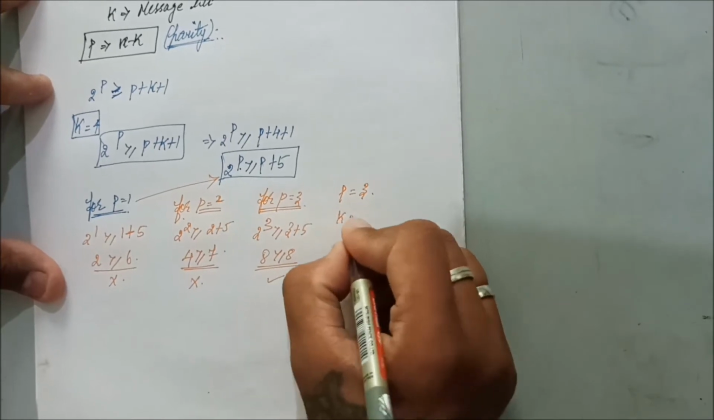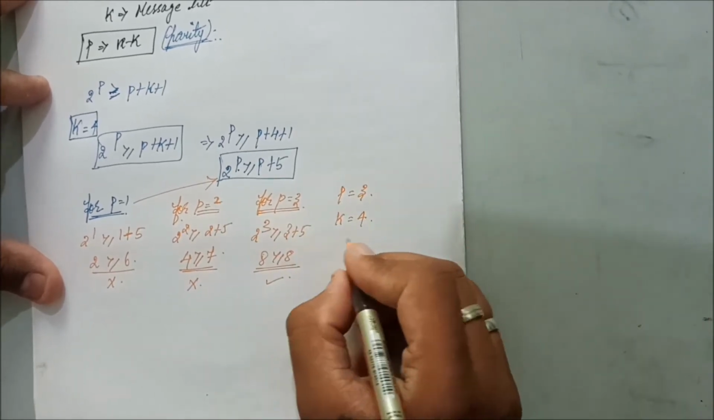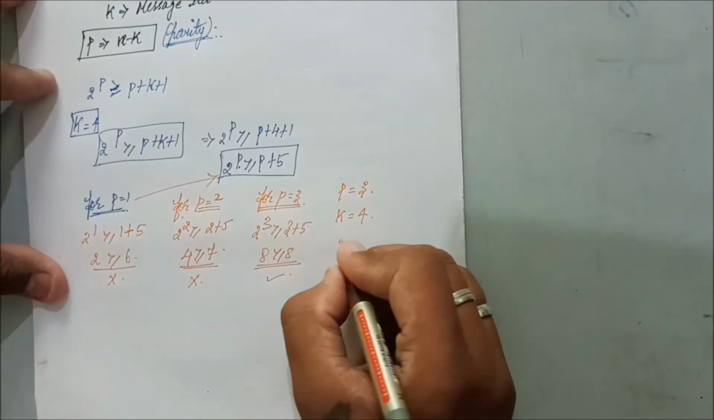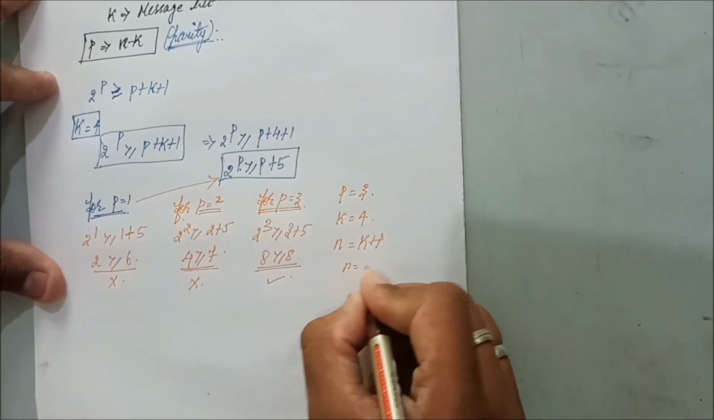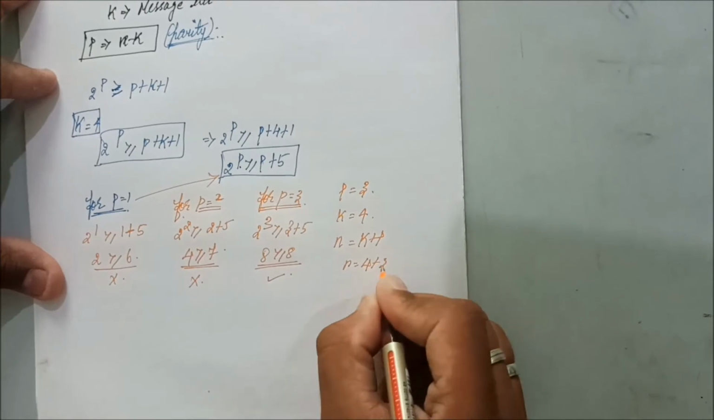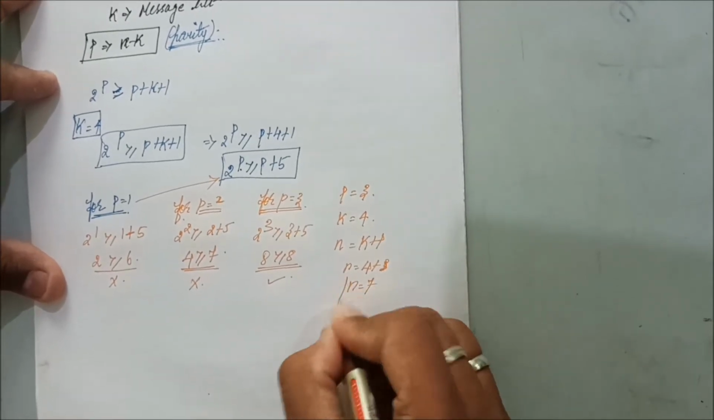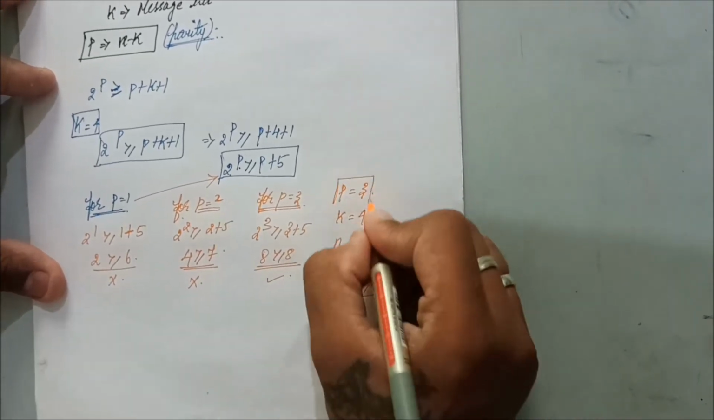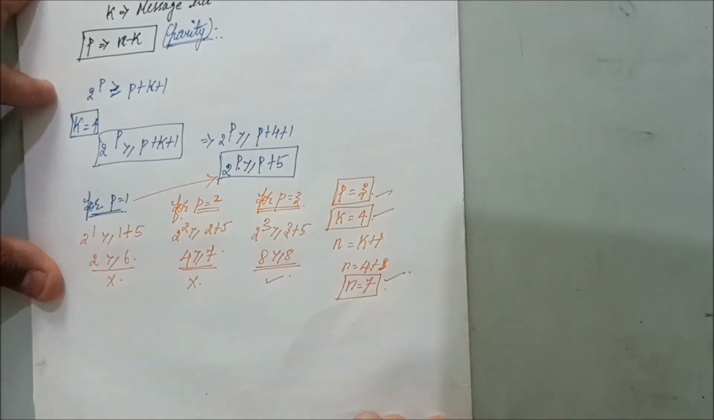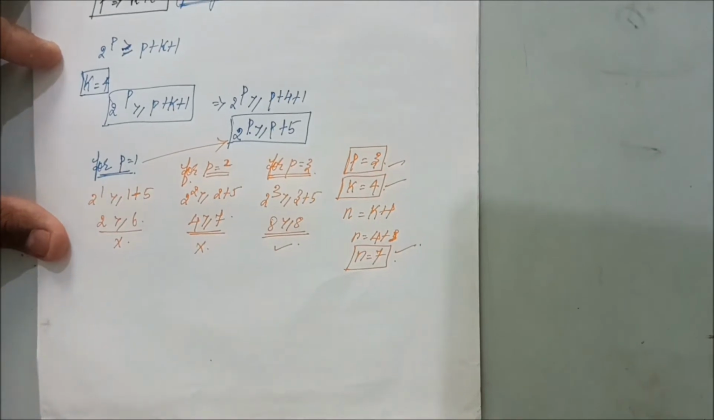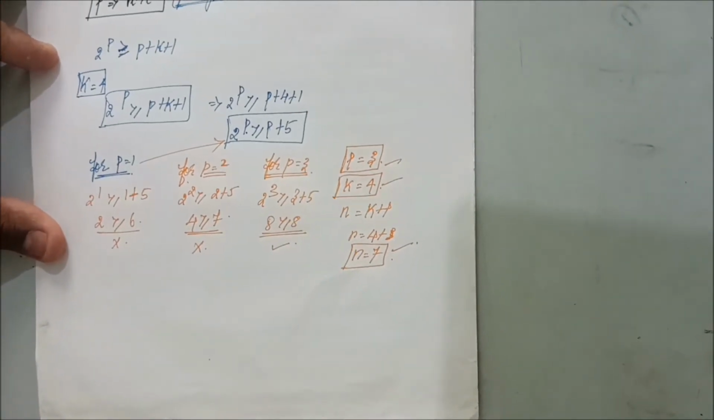And k equal to 4 we already know. Now I want the n value. The n value is nothing but k plus p, which is 4 plus 3, so n is equal to 7. So we have found that p equals 3, k equals 4, and n equals 7. Now we are going to find the positions of the code word.